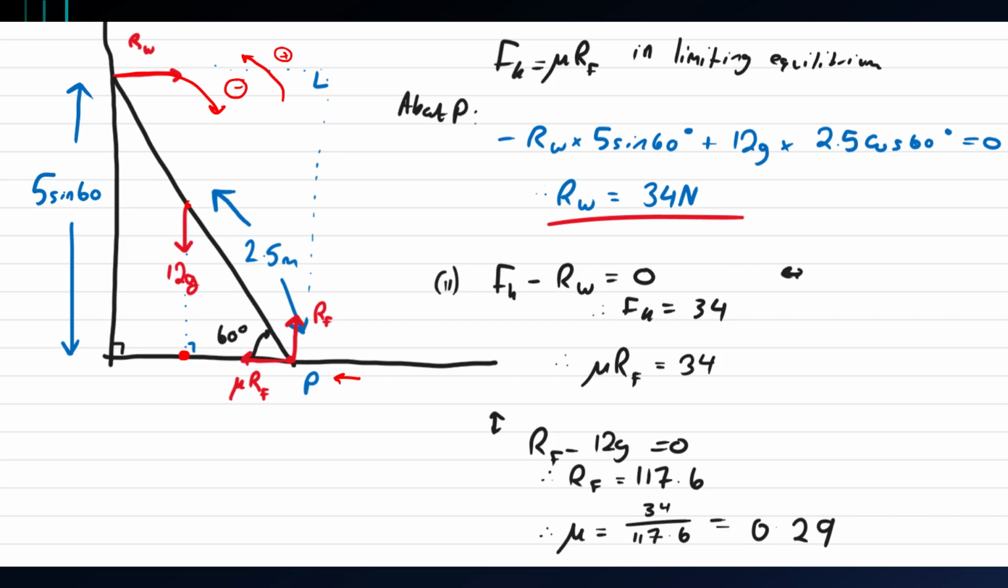So if we resolve up and down, we then get the reaction at the floor must equal the 12g at the weight, or at the center of gravity. So the reaction at the floor is 117.6 newtons. Therefore, mu is the frictional force divided by the reaction force, which gives us a coefficient of friction of 0.29.